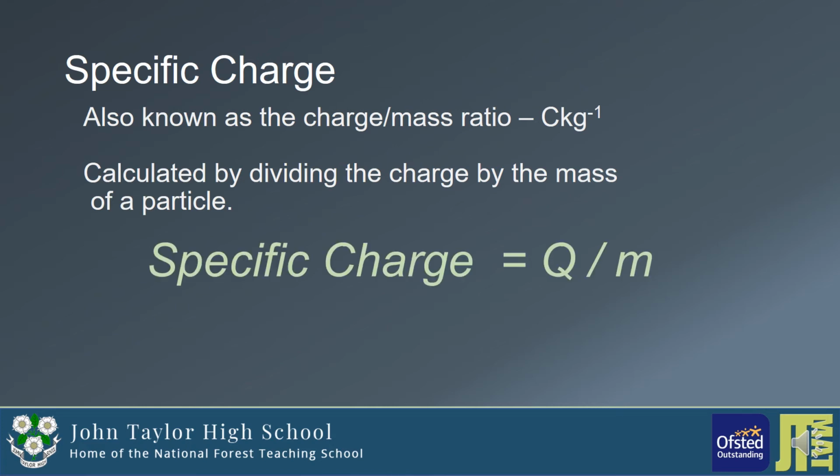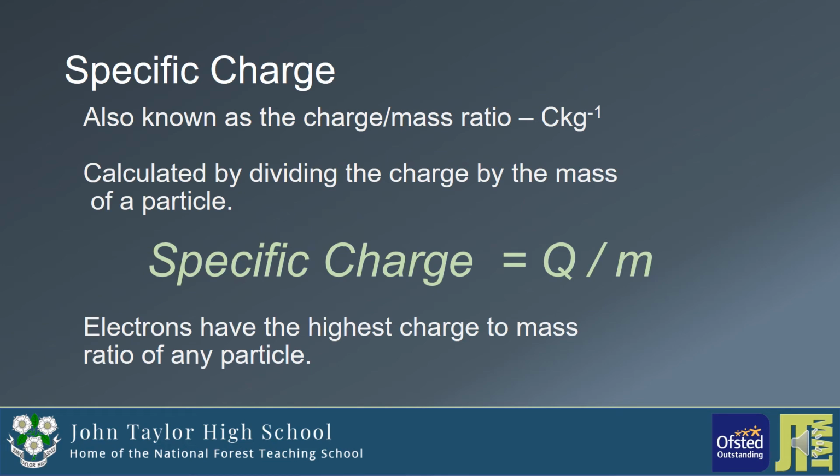So the equation is simply specific charge equals the charge Q divided by the mass M. And a little bit of trivia, but it does come up quite often on the exam as well: the electron actually has the highest charge to mass ratio of any particle, and you will be asked to calculate what that is on the worksheet in a moment. So I'm just going to take you through a couple of simple worked examples for how to do this, and we're going to look at calcium.